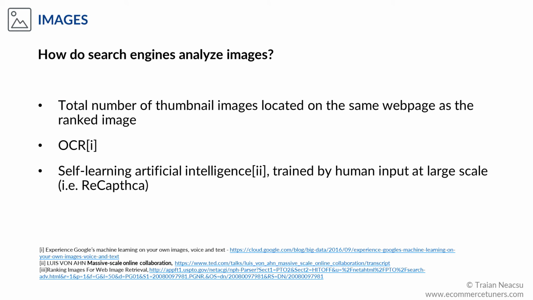They look at the total number of thumbnail images located on the same web page as the ranked image. They perform OCR, or optical character recognition. They also use self-learning artificial intelligence trained by human input at large scale. ReCAPTCHA is one form of human input. As you can see, search engines take into consideration plenty of clues when analyzing images. For those who want to know more about this subject, a Microsoft patent application from 2008 provides an interesting description of how images are ranked for image search.